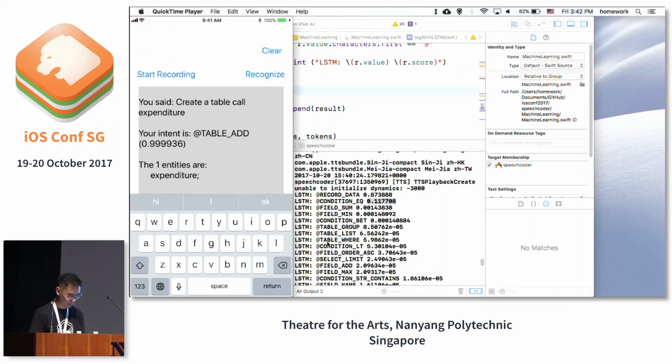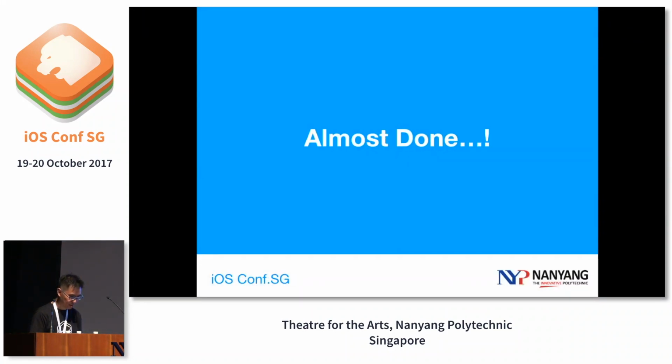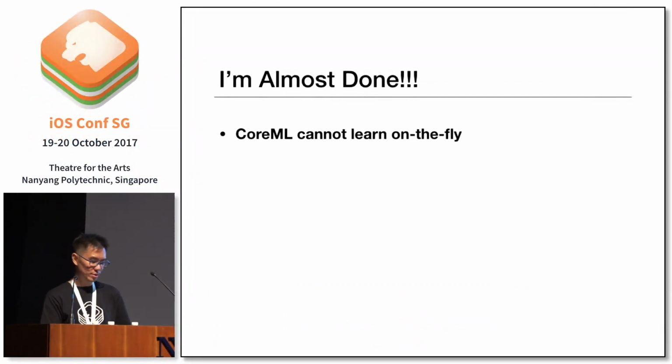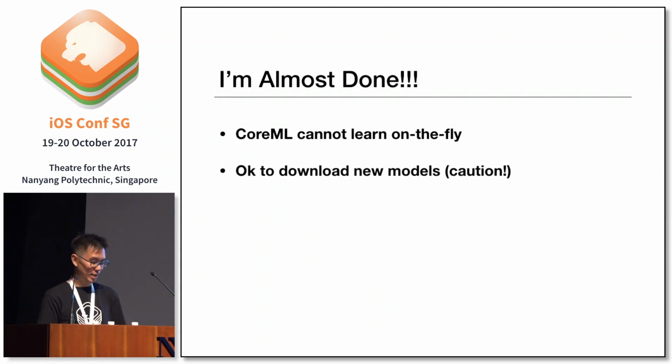So let me head back to my slides. Okay, I'm almost done. CoreML is currently not able to learn and improve on the fly. However, you can actually download models from the internet and use them. So you can have them trained on the server somewhere, and users can download them.